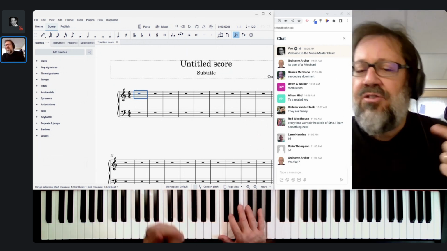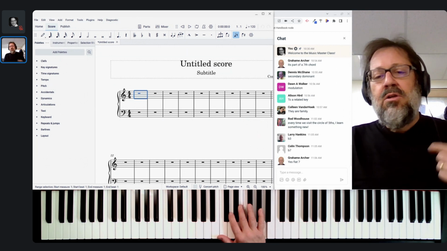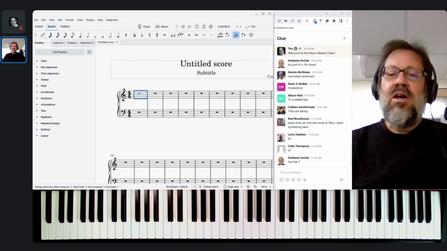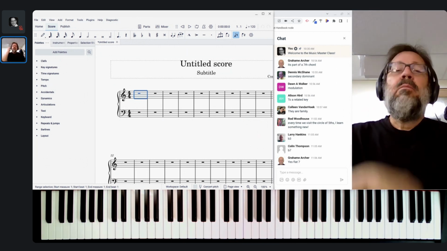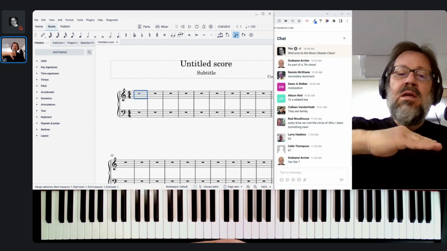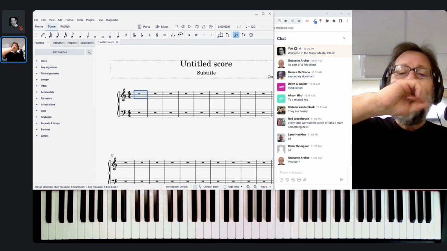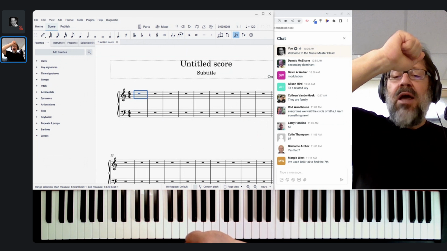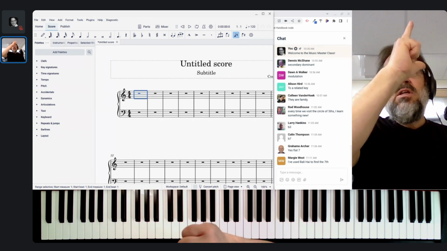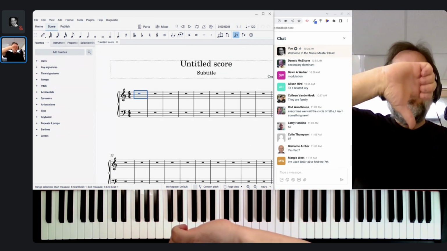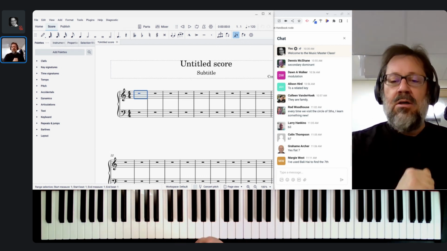I want everyone to sing a major scale, do, re, mi. I'll do hand signs on it. Here we go. Do, re, mi, fa, sol, la, ti, do. Coming down. Do, ti, la, sol, fa, mi, re, do.